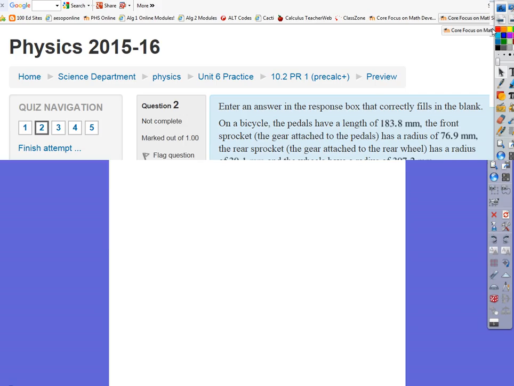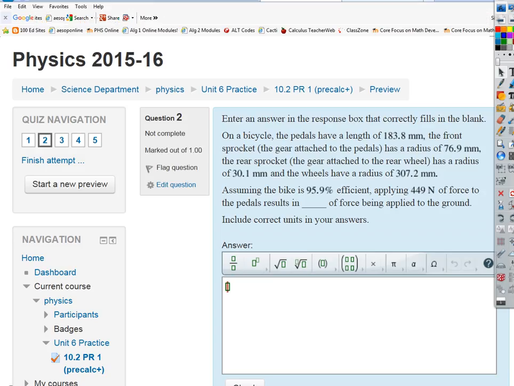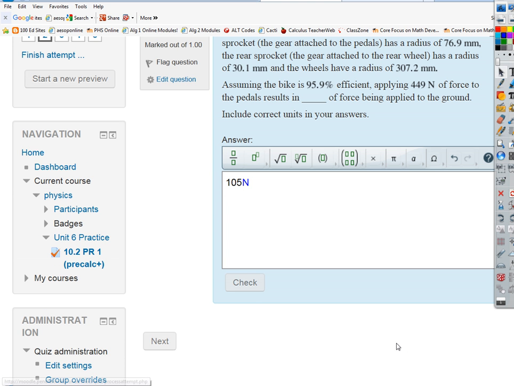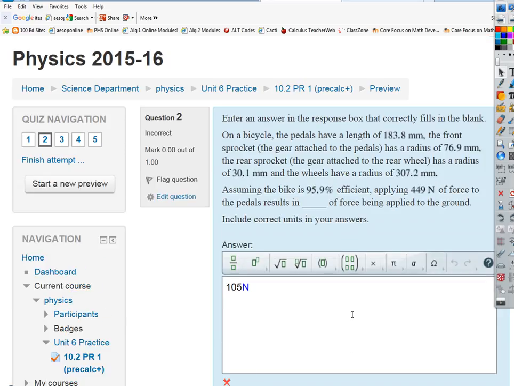Can you tell me which one you want to look at? So the answer was 105. Is that what it was? Should we try it? Wait, so when you multiply it by the efficiency, do you leave it in that form or do you do like 0.95? Yeah, you have to write it as a decimal, 0.959.